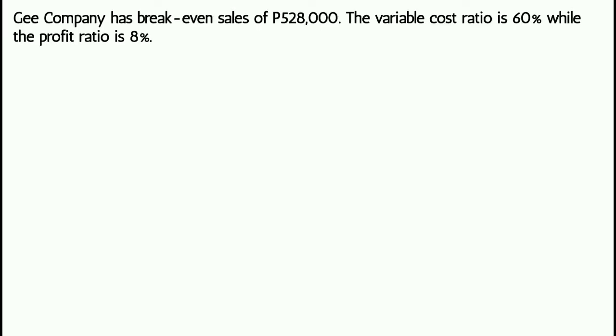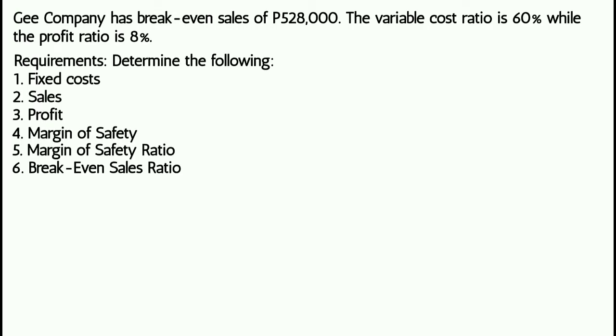G Company has break-even sales of 528,000 pesos. The variable cost ratio is 60%, while the profit ratio is 8%. Requirements determine the following. First, fixed costs. Second, sales. Third, profit. Fourth, margin of safety. Fifth, margin of safety ratio. And sixth, break-even sales ratio.